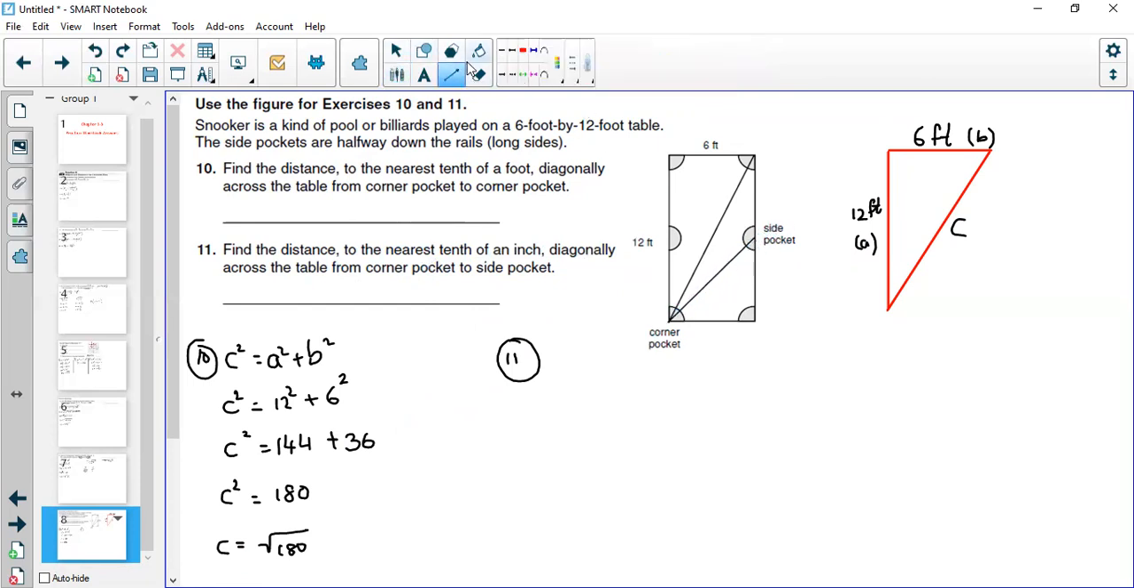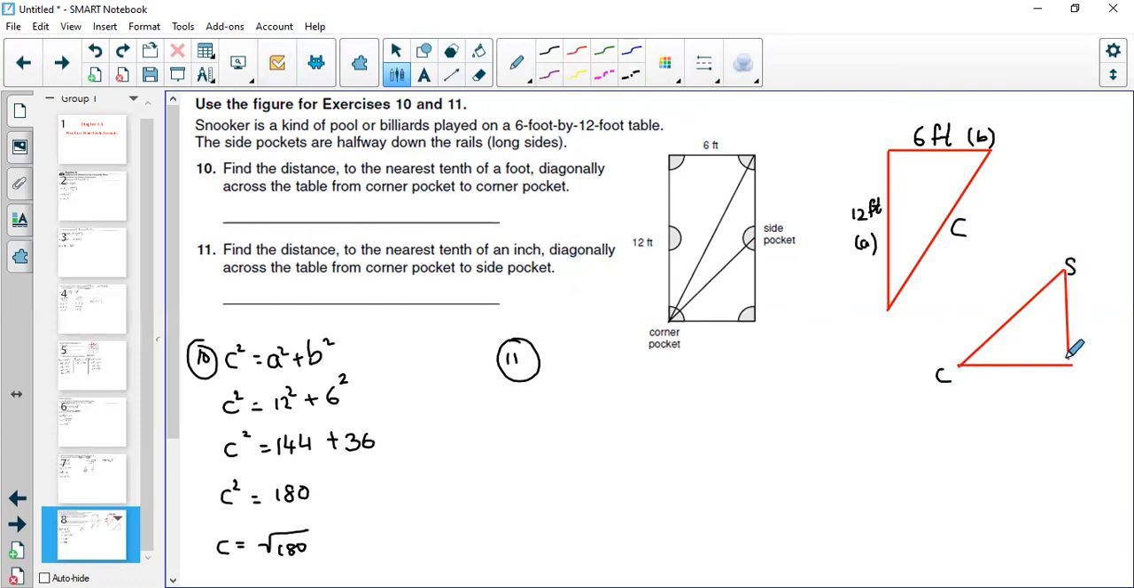To find the distance of that, let me draw this triangle separately so that you will understand that better. Okay, so this is the corner pocket and this is the side pocket and here is another pocket. In a rectangle, this side is equal to this side, so this is also going to be 6. So I can write this side as 6. And if the whole length is 12, the side pocket is halfway, so what is this half going to be? It is also going to be 6.